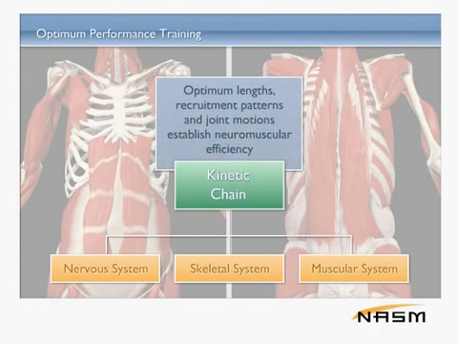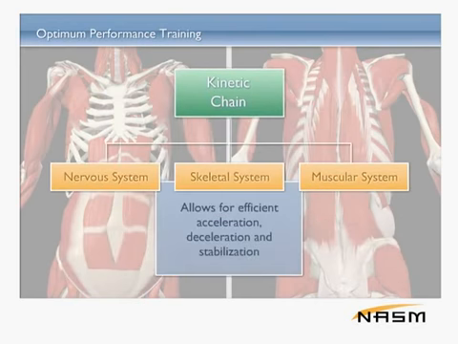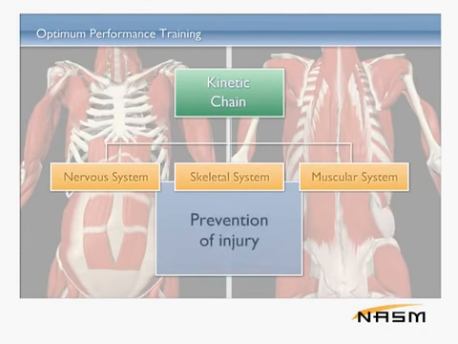Optimum lengths, or length-tension relationships, recruitment patterns, or force-couple relationships, and joint motions, or arthrokinematics, in the muscles of the lumbo-pelvic hip complex establish neuromuscular efficiency throughout the entire kinetic chain. This allows for efficient acceleration, deceleration, and stabilization during dynamic movements, as well as the prevention of possible injuries.